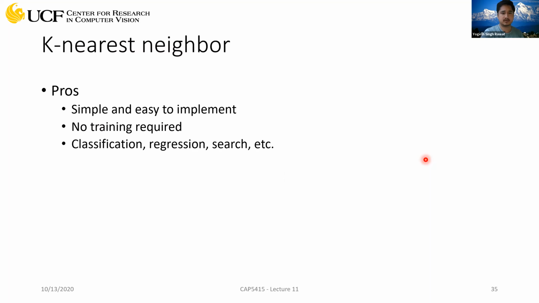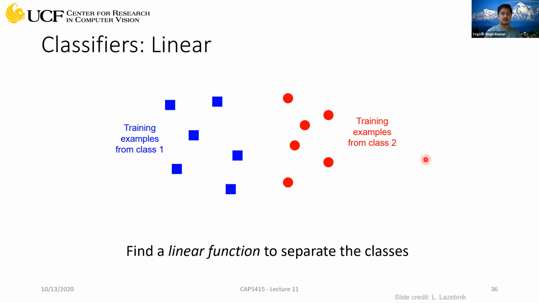That was nearest neighbor. Now let's look into linear classification. And again, these are the same training samples. Linear classifier means you will have to draw a linear decision boundary. So if you draw a line here, separating these two categories, that will be a linear classifier. And KNN is not a linear classifier because the boundary is not linear. It was complicated.